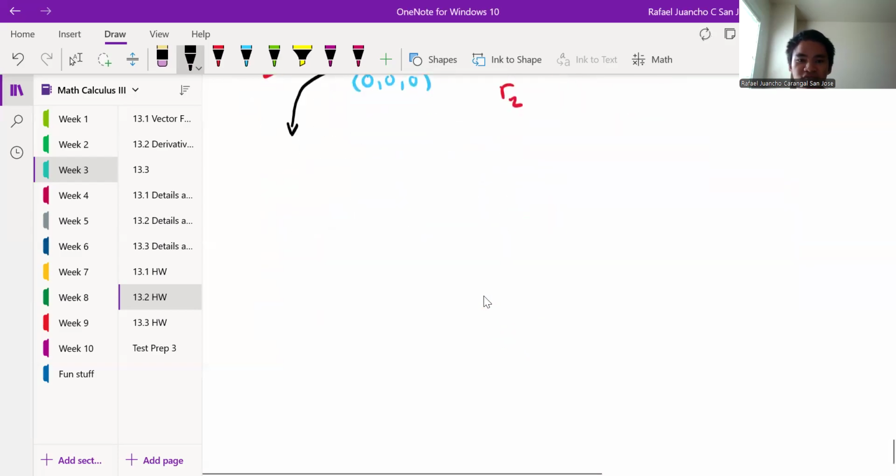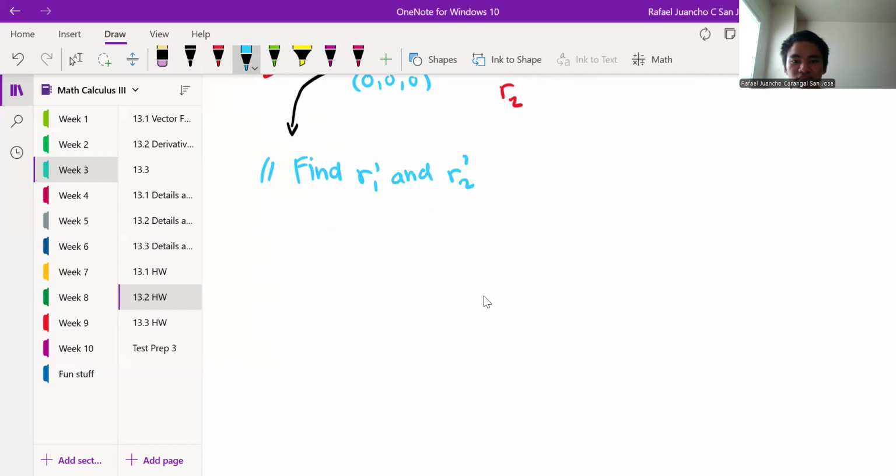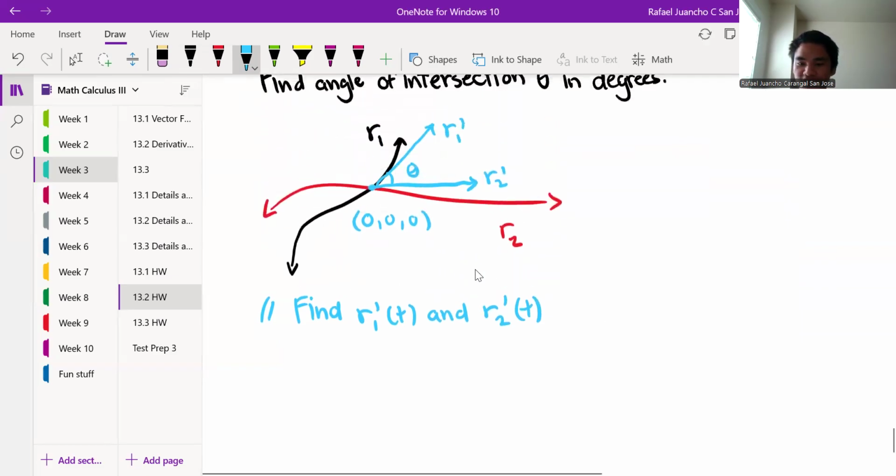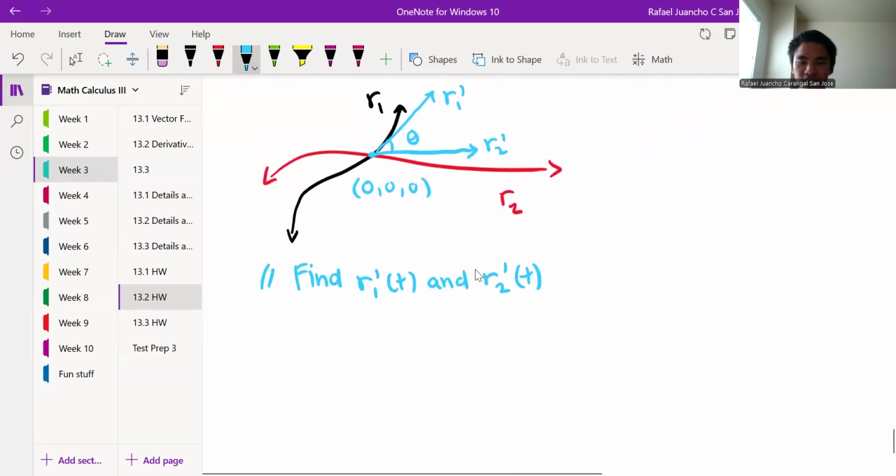So, I guess the first thing to do is find r1 prime and r2 prime. Okay, let's put t, just so that it doesn't look ugly. Prime t, and the other vector function's derivative. Okay, let's quickly do that.